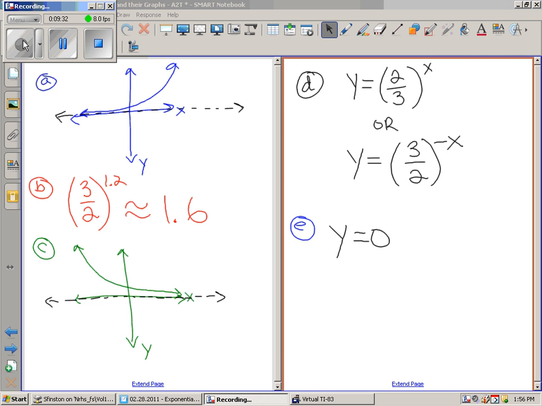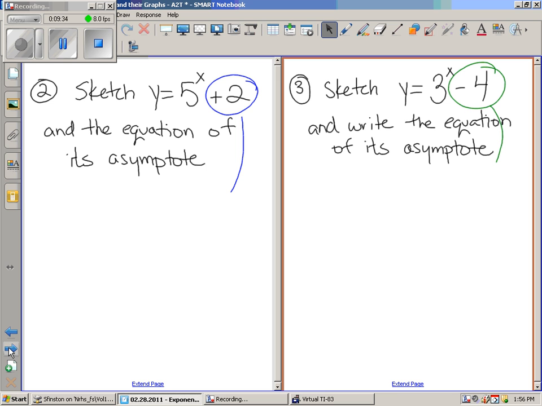One last part of our lesson, and then we're done. We have 2 questions to answer, and the only reason that those 2 numbers at the end are circled is because they act like y-intercepts. They shift it up and down. And we're going to talk about that in a second.